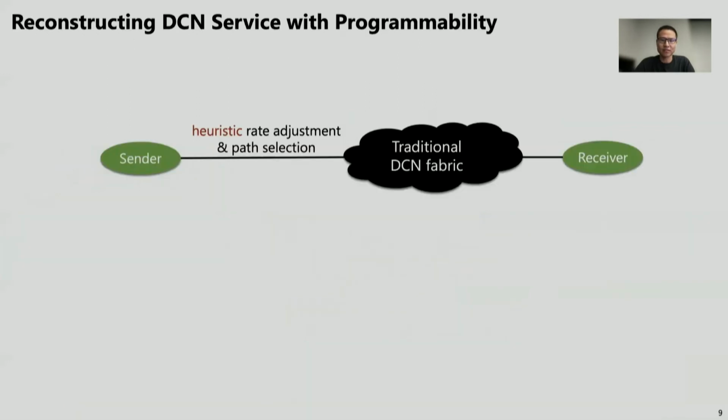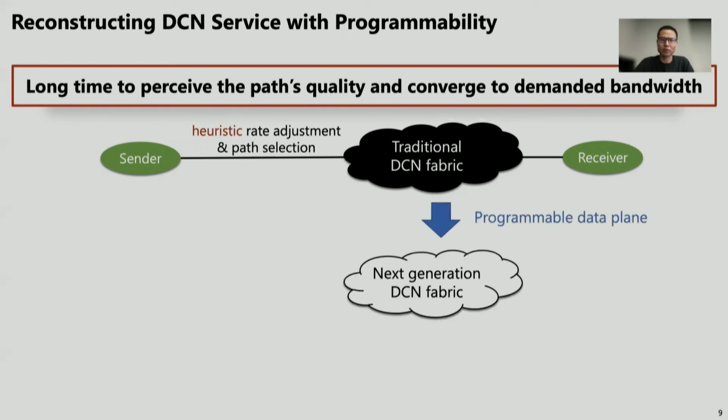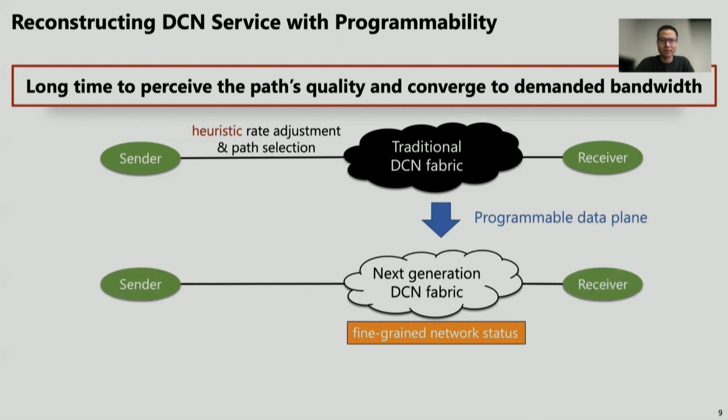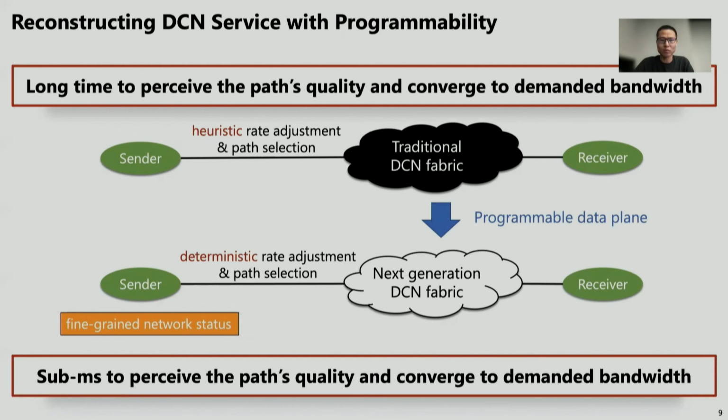The insight here is that the traditional DCN fabric is a black box for the end hosts. So end hosts do not know what is going on in the network fabric, and they typically use a heuristic for rate adjustment and path selection. As a result, it takes a long time to perceive the path quality and converge to the demanded bandwidth. In recent years, programmable network devices are deployed in data centers, and they make it possible to obtain real-time and precise network information. With this information, senders can adjust the rate and select paths more accurately and rapidly. That opens up new opportunities for senders to perceive the path quality and converge to the demanded bandwidth in sub-millisecond.